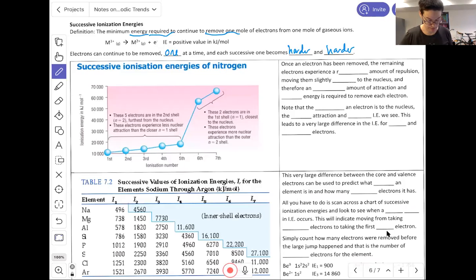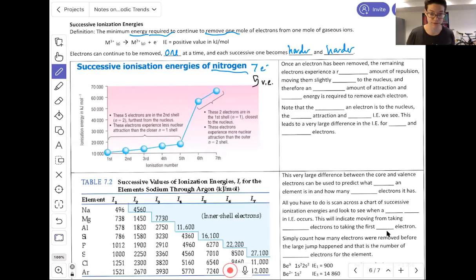So I want to look at this top left picture first before we look at the text at all. We're talking about nitrogen. How many total electrons does nitrogen have? What's its atomic number? 7. All right, so nitrogen has 7 electrons. How many valence electrons does nitrogen have? 5. It's in group 15. So it's got 5 valence electrons, 7 total.